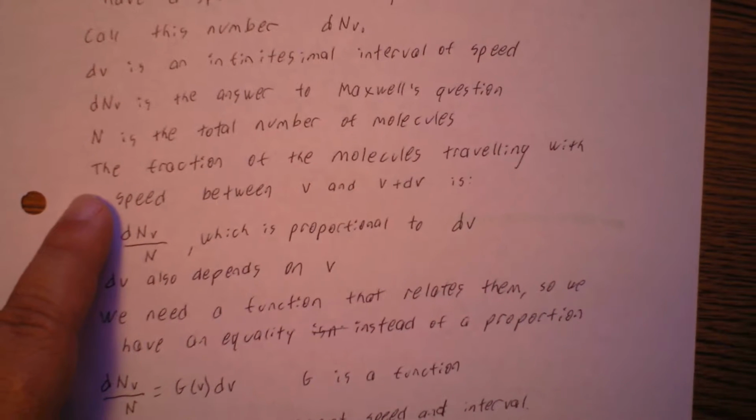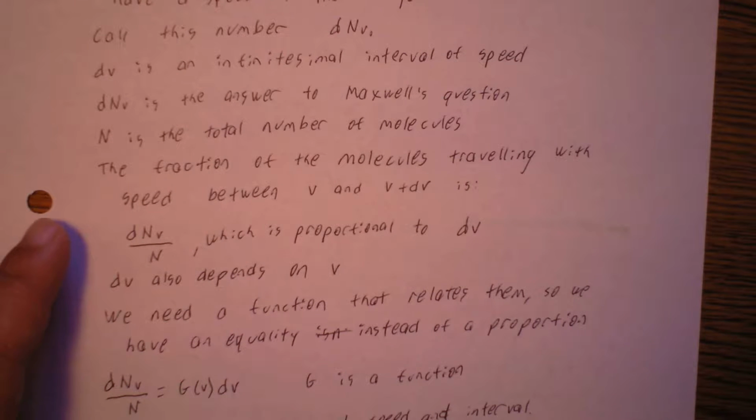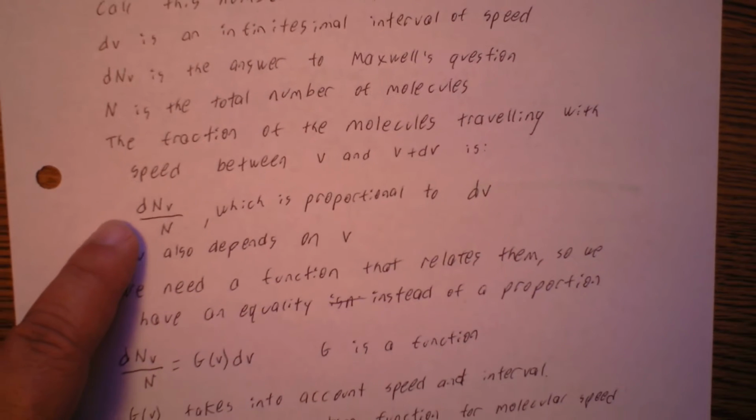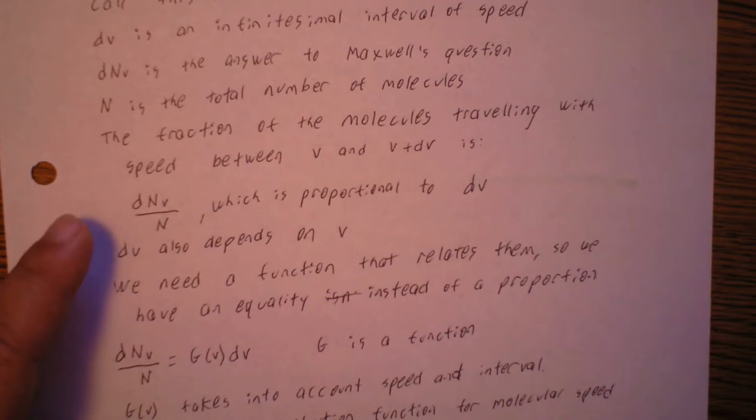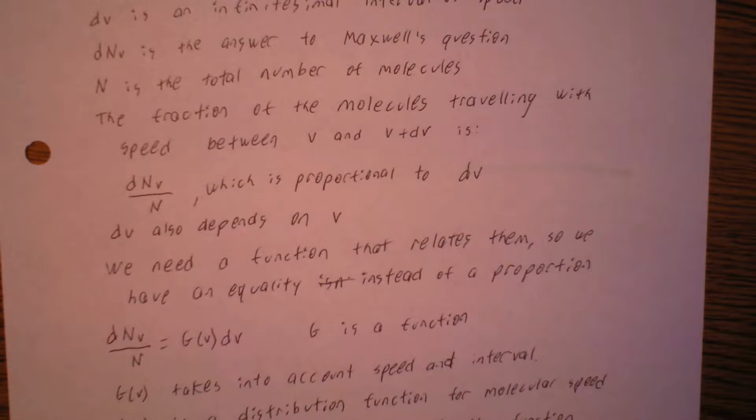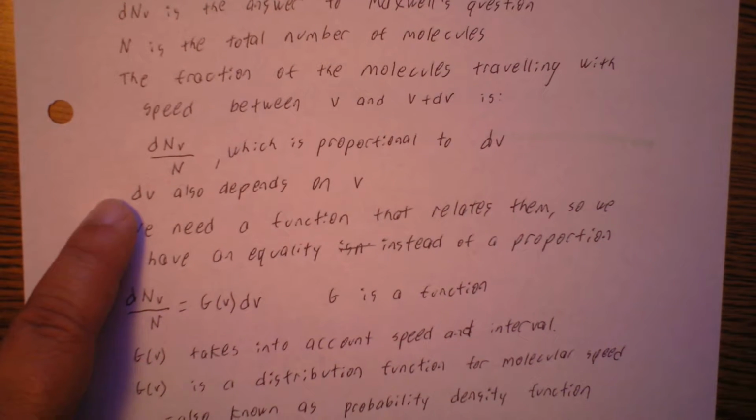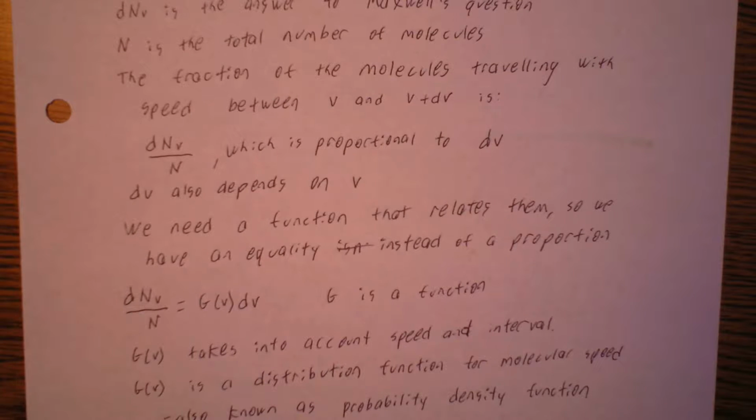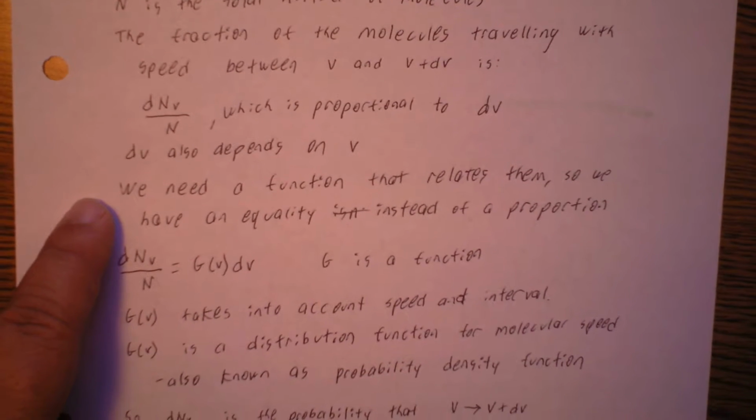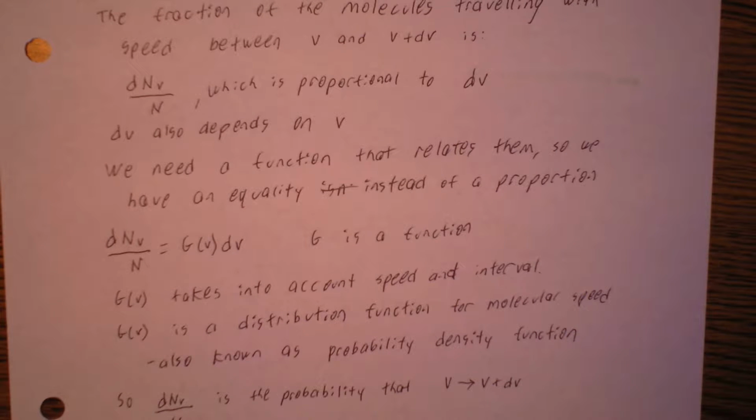So the fraction of the molecules that are traveling with speed between v and v plus dv is going to be the differential of the number of molecules at speed v divided by the total number N, which is proportional to dv, the differential of the speed. It also depends on v though. So what we need is a function that relates all this so that we can have an equality sign instead of just a proportion.